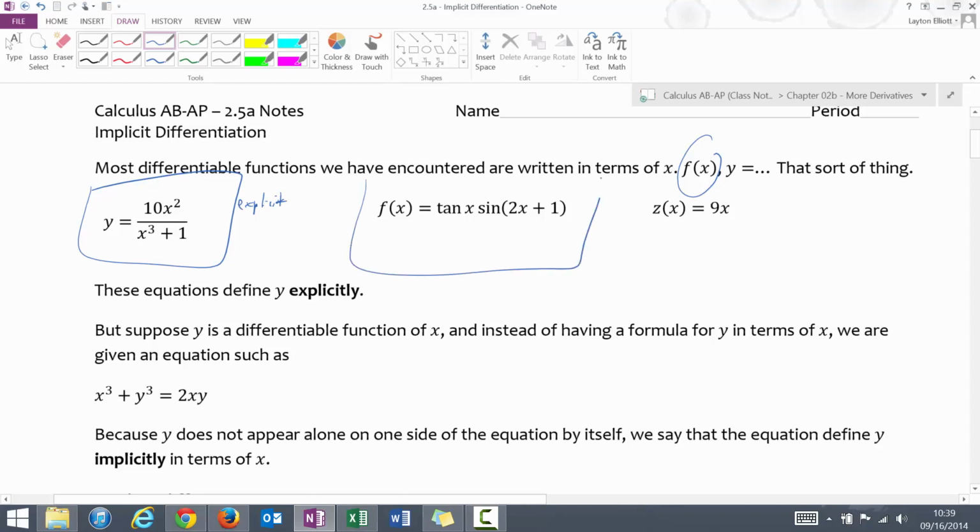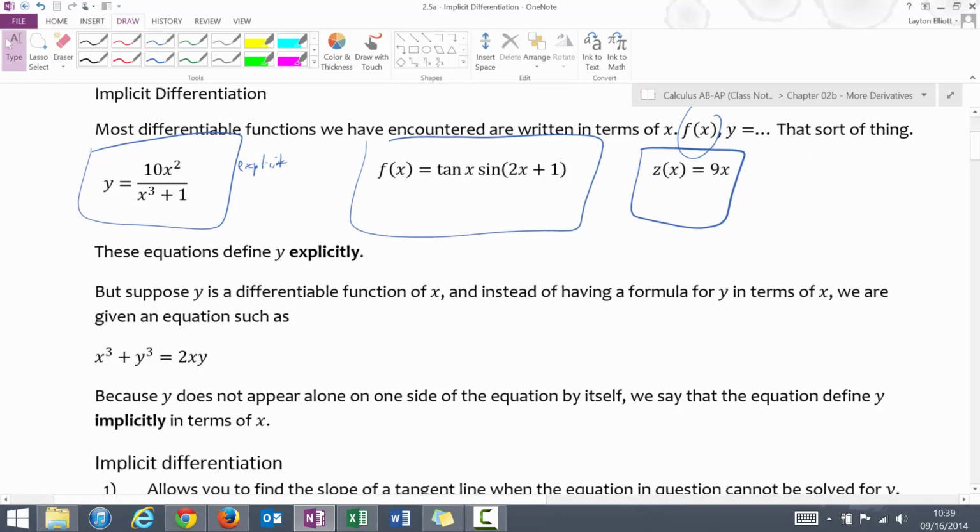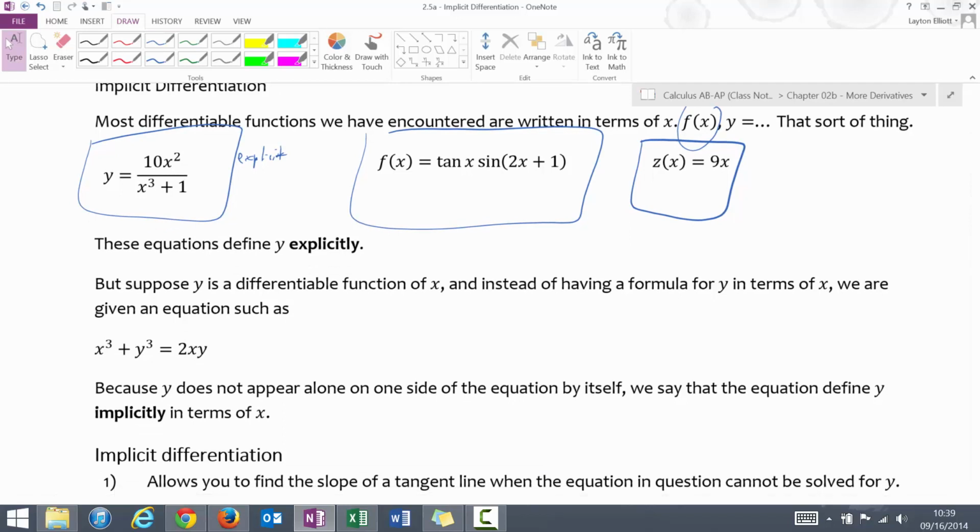So is this next one. f of x is equal to tangent x sine 2x plus 1. If I plug in x on one side, I'm going to get f of x out. And finally, even if it's z of x, it's still y on one side, x on the other. These equations define y explicitly.